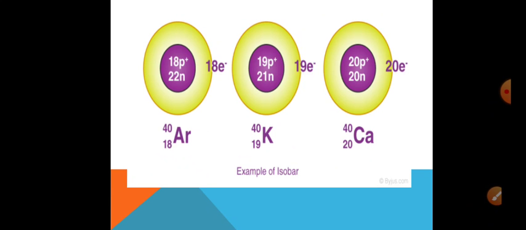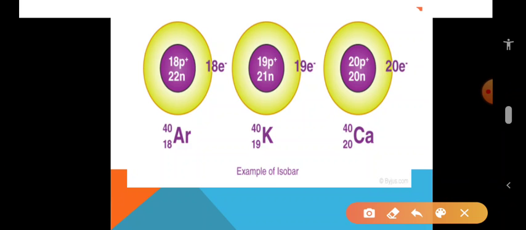Now what are isobars? Isobars means just the opposite of isotopes. See this example. This is an example of isobar. You just look at the center, the nucleus. Take the first one, 18 protons, 22 neutrons. What is the mass number of this first atom? Mass number means the total number of protons plus the total number of neutrons. So what is the mass number? 18 plus 22, 40. This is the mass number of the first atom.